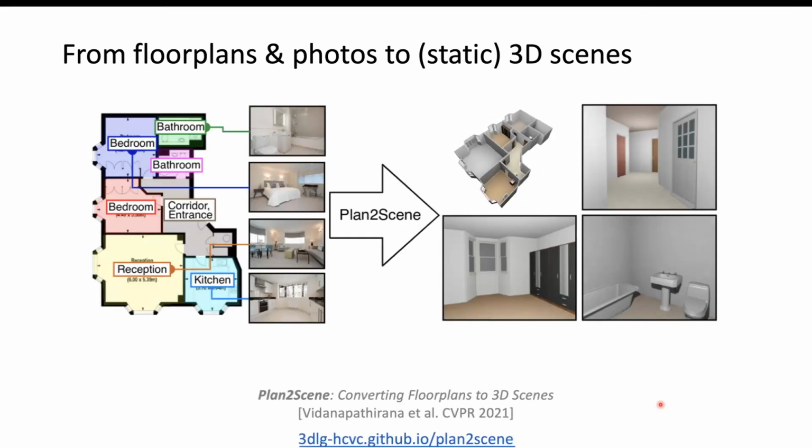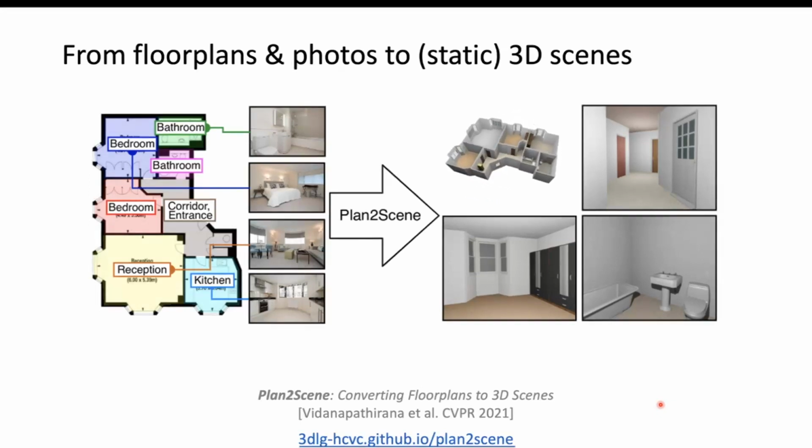It's this project called Plan2Scene from CVPR a couple of years ago, and the visual here explains the goal. We take a floor plan with a small number of photos that a person took in that floor plan, and then we convert it to a 3D scene with appropriately textured floors, walls, and ceilings, and so forth. And now we can have a much larger volume of these indoor 3D environments within which to navigate and do other tasks. So that's one project, but all of this is of course static.